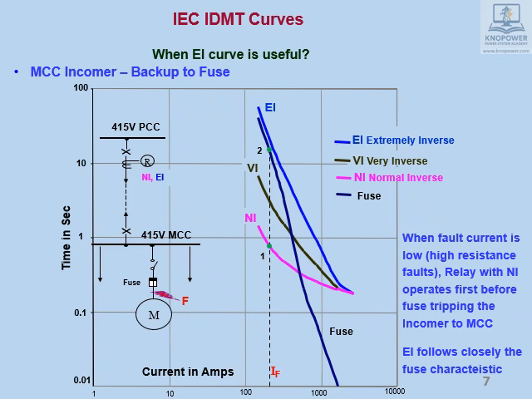In this case, relay with NI characteristics will operate earlier than the fuse, tripping the incomer. The whole MCC is out for an outgoing feeder fault, which is not acceptable. It can be seen that EI characteristics closely follows the fuse characteristics. Throughout the current range, fuse will operate earlier than the relay.